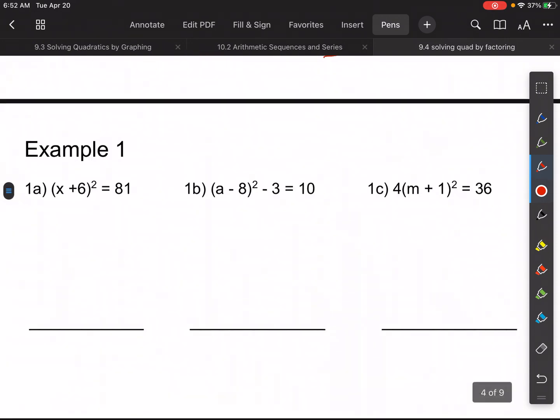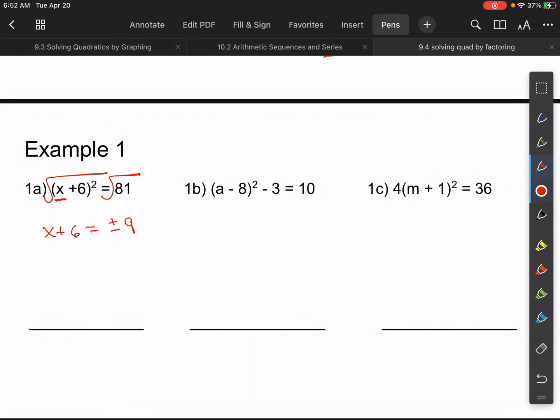Now, example 1. Let's use this idea to solve x plus 6 squared equals 81. We're going to use the square root property to solve, and in the directions on your test, I'm going to tell you to use the square root property. That means take the square root of both sides. If I take the square root of this side, I get x plus 6. And here, since I took the square root of a squared term, I will get plus or minus, the square root of 81 is 9. So I get plus or minus 9.